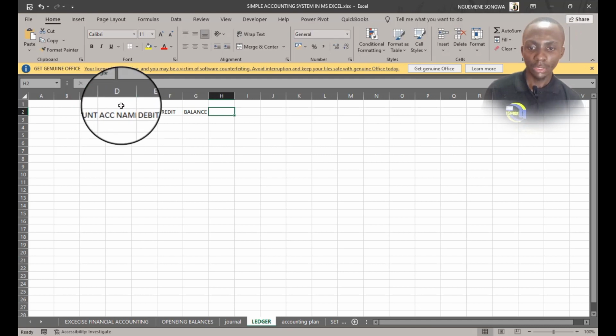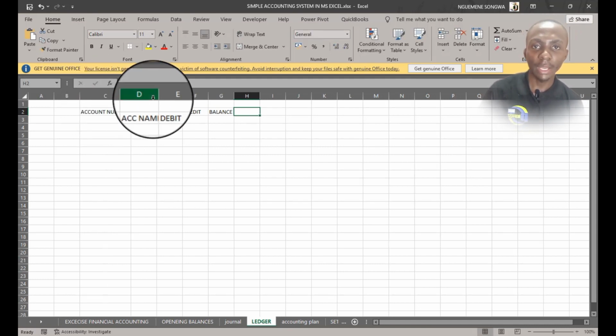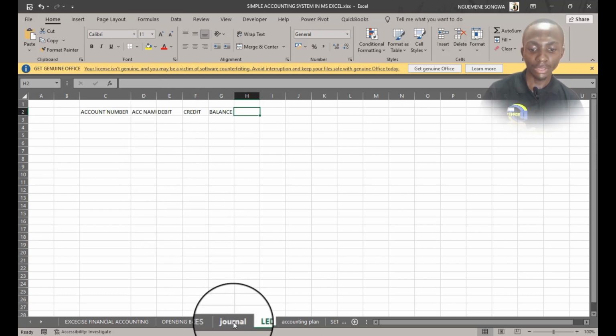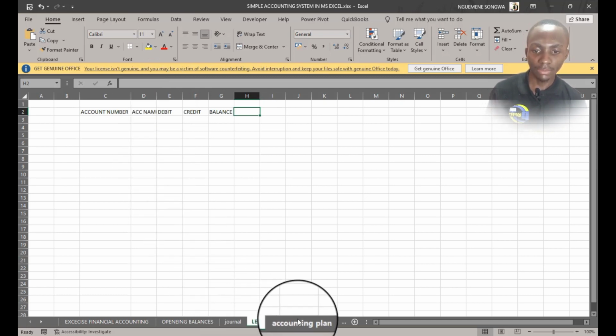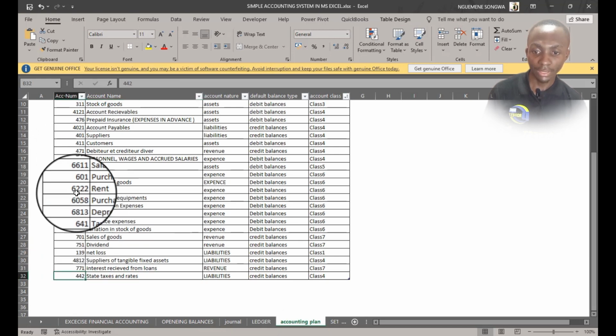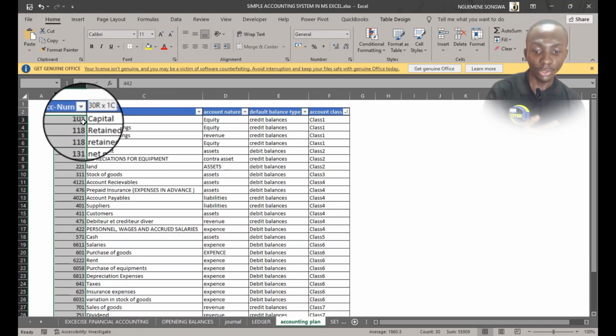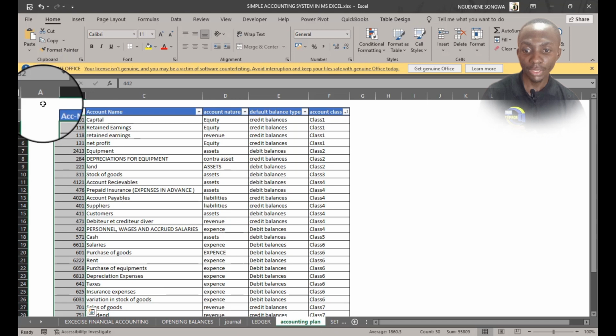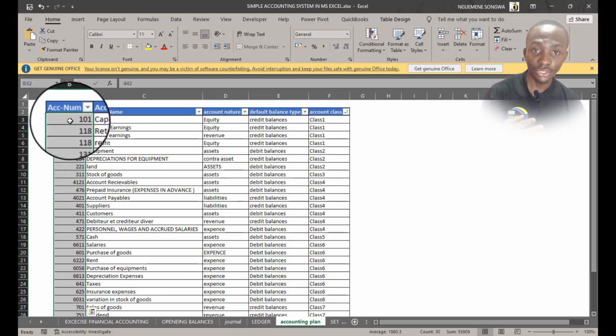So now the ledger account is going to be a table which will summarize individual accounts. And where are those individual accounts located? All those individual accounts are located at the level of the accounting plan. We are actually talking about these account numbers. And what do we need at the level of the ledger? We need the total movements and the balances of each of these accounts.